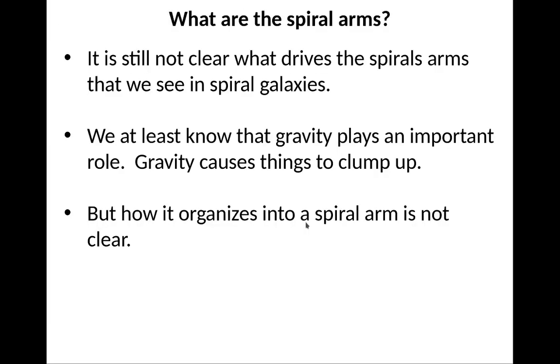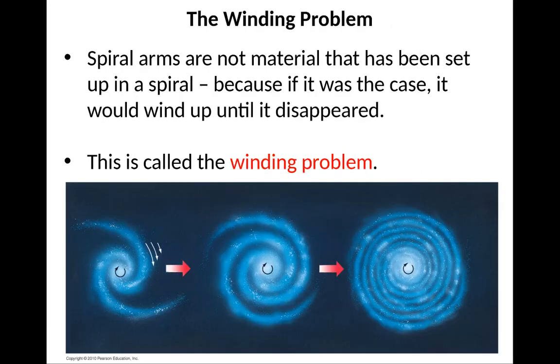Okay, so I've talked about all these spiral arms. What are spiral arms? It's still not clear what drives the spiral arms that we see in spiral galaxies, right? But we at least do know that gravity plays an important role, right? So gravity causes things to clump up. But how gravity organizes things in the spiral arms is not clear yet, right?